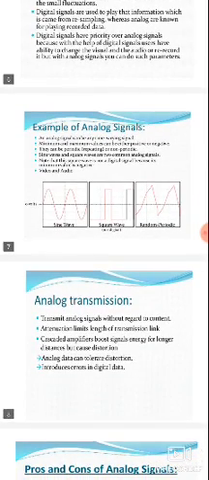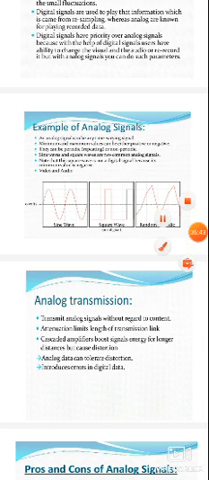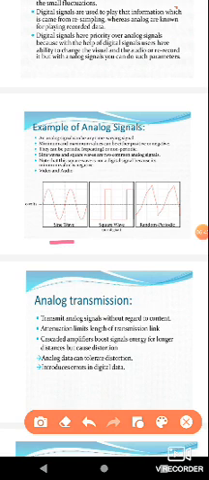Next, examples of analog signals. An analog signal can be any time varying signal. This is the analog signal, a sine wave, any time varying signal. The minimum and maximum values can be either positive or negative. This is the positive value and this is the negative value.